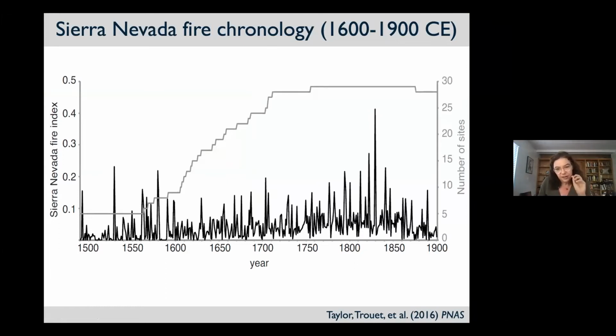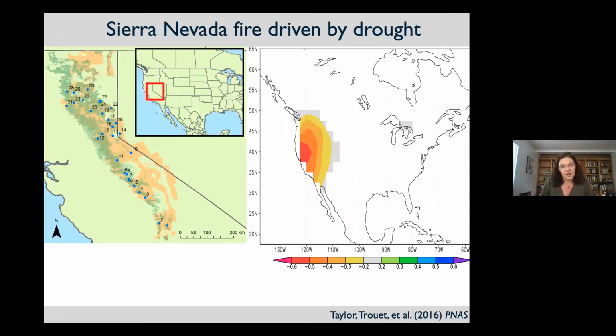You can then correlate this fire chronology to an independent drought reconstruction. So again, this has nothing to do with ring width. This is just the number of fires, the number of scars that occurred in each year. If you compare that to a drought record, you can see that Sierra Nevada fire was driven by drought. That's not that surprising. We kind of knew that already. We didn't have to take 2,000 samples and date 20,000 fire scars to know that fire in California was driven by drought.